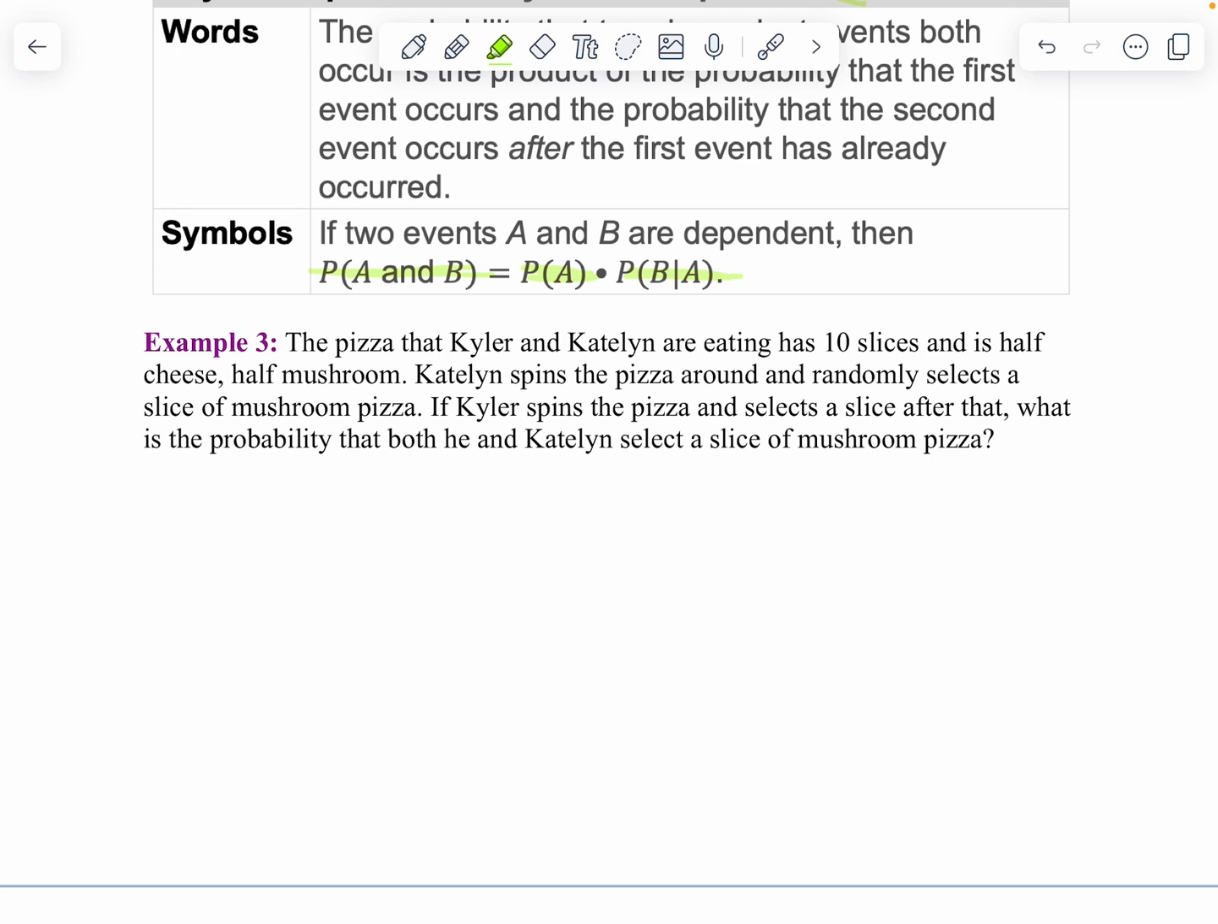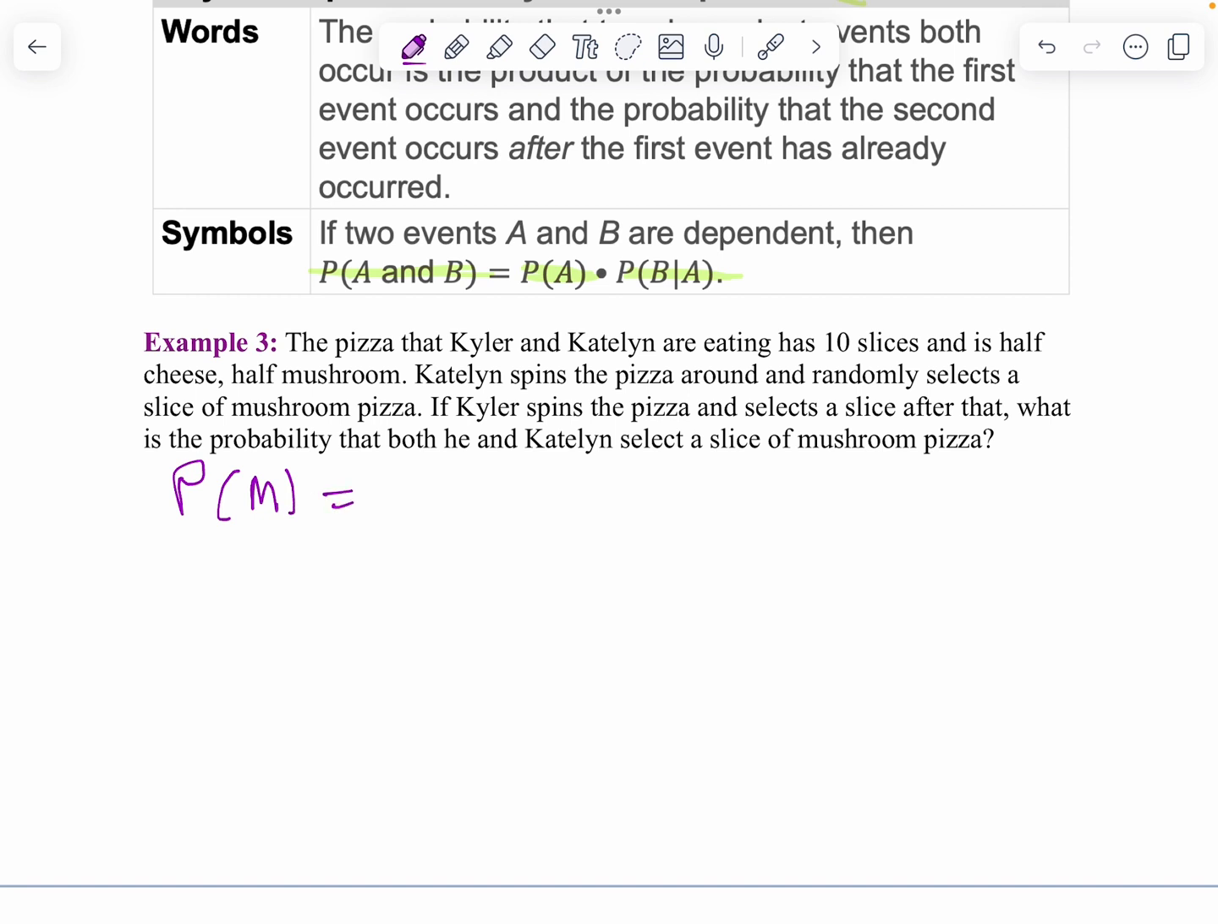So if I take a look at example 3, we've got Kyler and Caitlin. They're going to have a pizza. And when they have their pizza, they cut it into 10 slices, half of them cheese, half of them mushroom. Caitlin spins the pizza randomly and selects a slice of mushroom. So what's the probability that Caitlin is going to get a mushroom pizza?